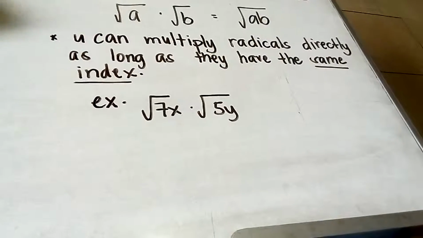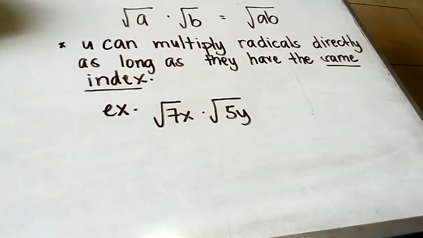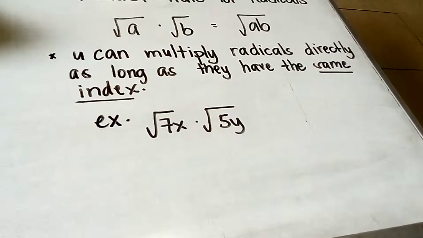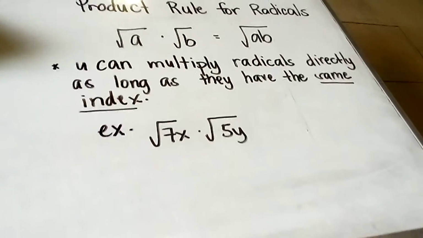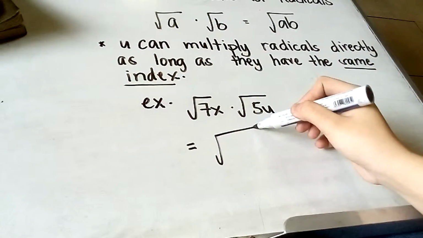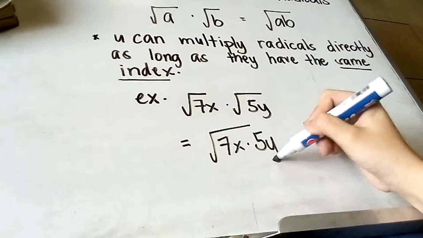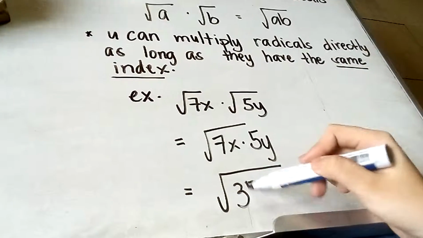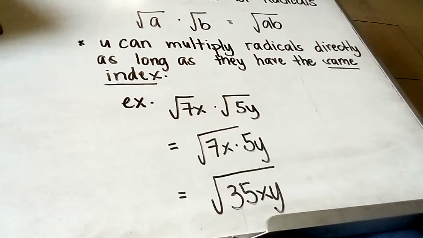Let's have another example. Square root of 7x multiplied by square root of 5y. In this case, since they have the same index, you can multiply directly. It equals square root of 7x times 5y. So, it's the same as square root of 35xy. This is the final answer.